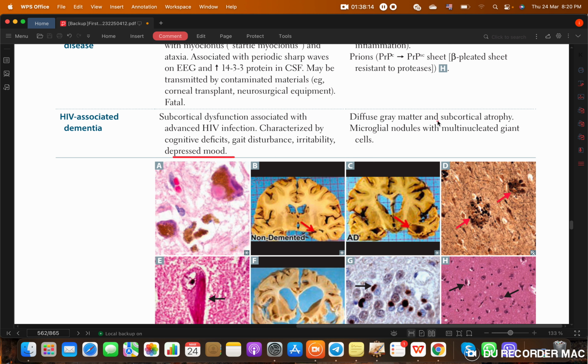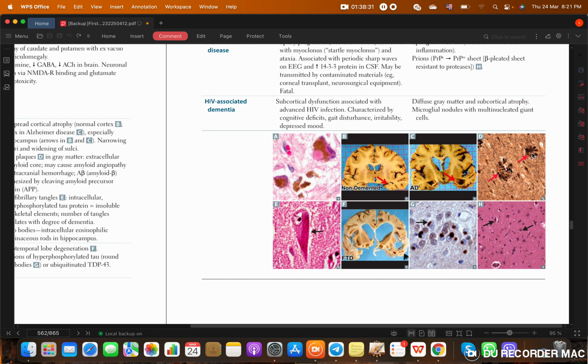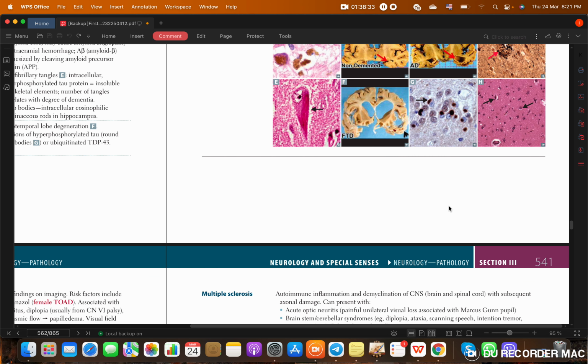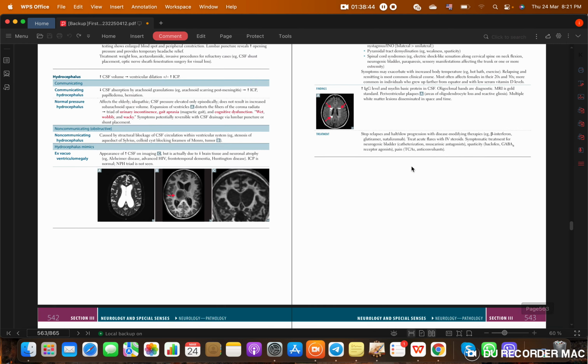Diffuse gray matter and subcortical atrophy that also lead to hydrocephalus ex vacuo, ventriculomegaly, which is due to the decrease of the tissue of the brain. The ventricles get bigger. Microglial nodules with multinucleated giant cells. What are giant cells? Giant cells are plenty of macrophages in the same place. So basically one big cell with multiple big nuclei inside of it. This is a giant cell and it's composed of microglial cells and they are infected with HIV.